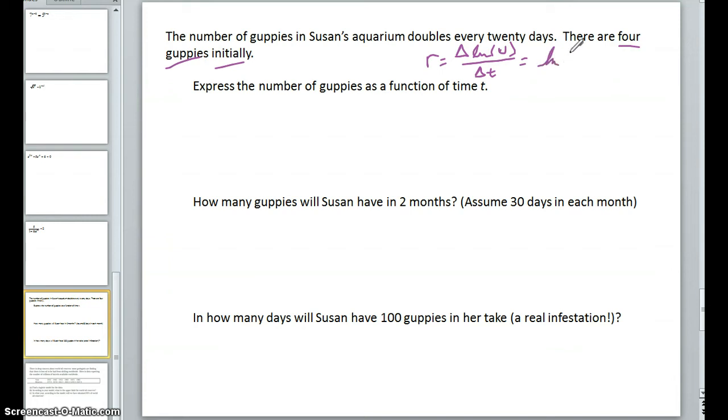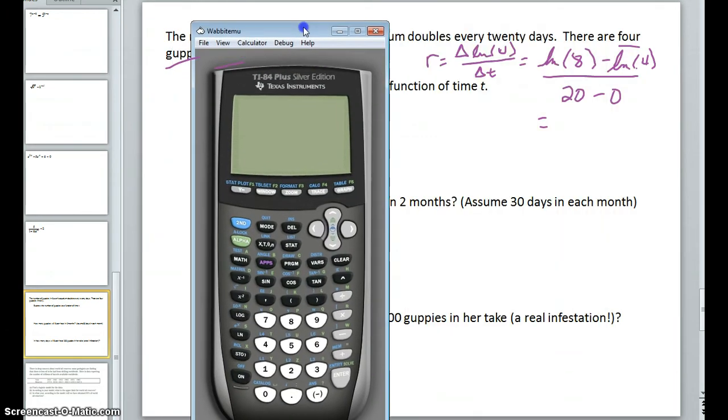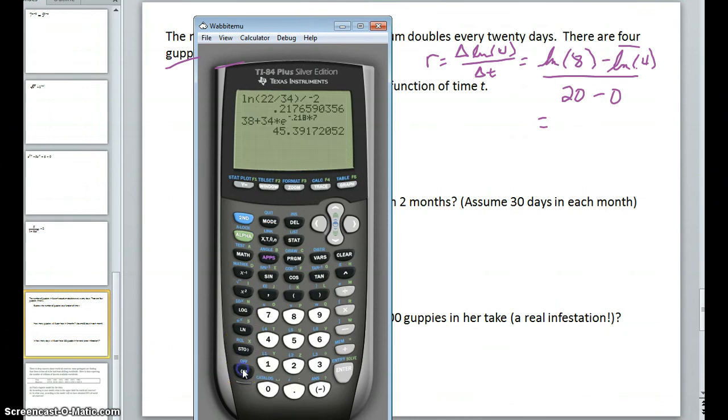So I'm going to have 8 guppies, and then 20 days later, so 20 minus 0. That's going to give me the rate. So I'm going to go to my calculator to figure out what that rate is. So let's bring this guy over here. ln of 8 minus ln of 4, and divide that by 20, and I get 0.035.